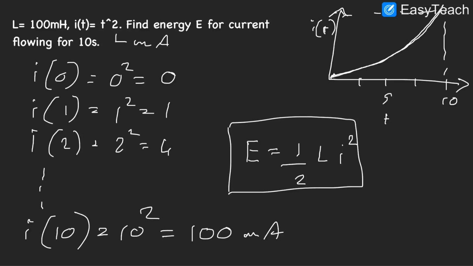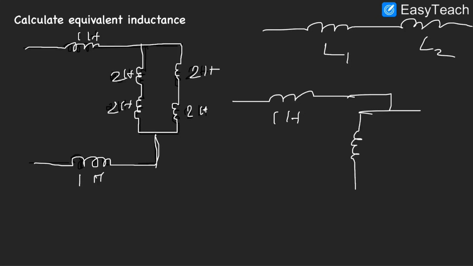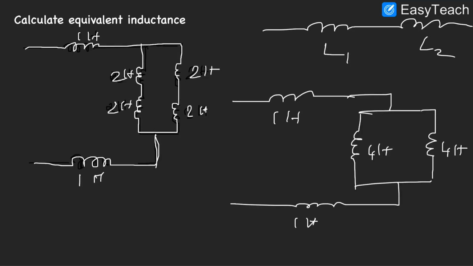So let's go ahead and solve this. I'm going to erase this and rewrite this branch. So I've got 1 henry, sorry, not millihenry. And I've got these two branches with inductors in series, so I can add them: 2 plus 2, that's 4. And again 2 plus 2, that's 4 henry right here. And it's going to have 1 henry here.